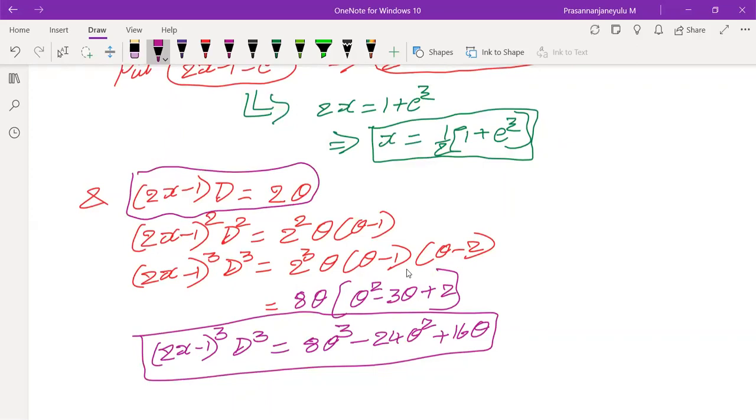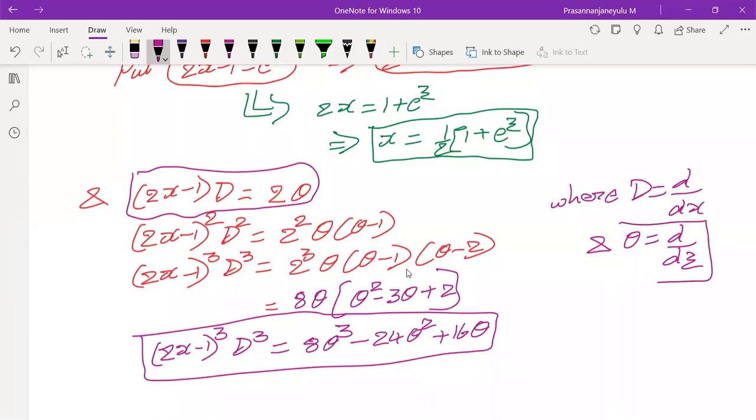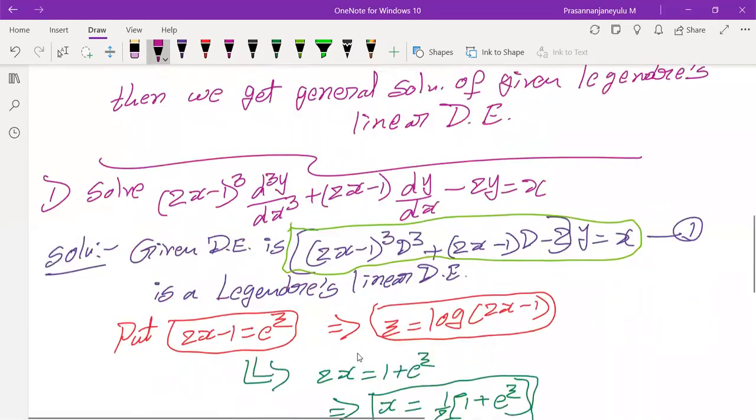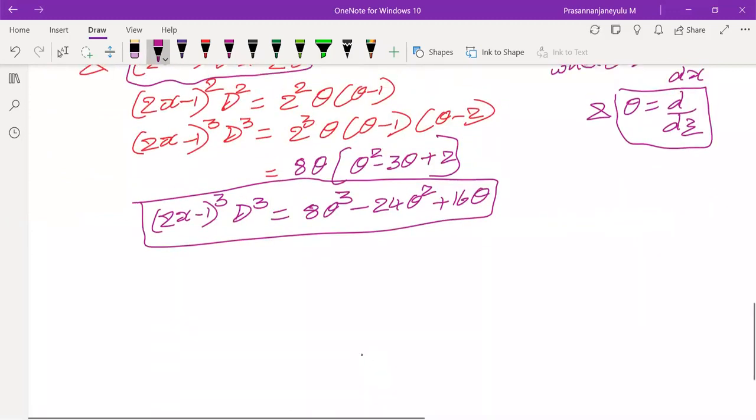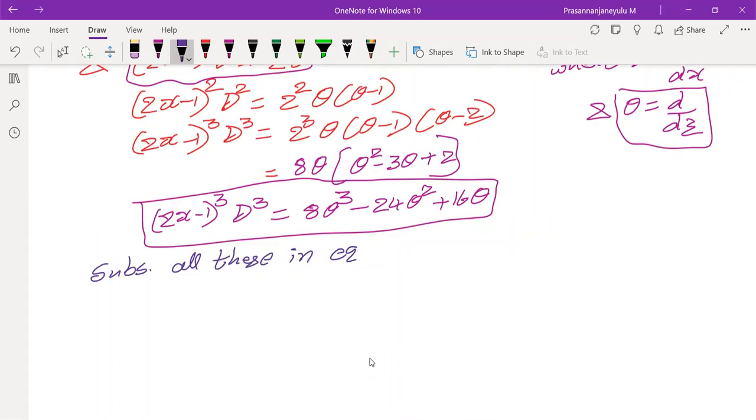And what is D here? Capital D equals d by dx, and theta equals, as usual, d by dz. Now we are going to substitute all these things in equation number 1. Substituting all these in equation number 1. So writing that step: substitute all these in equation number 1.